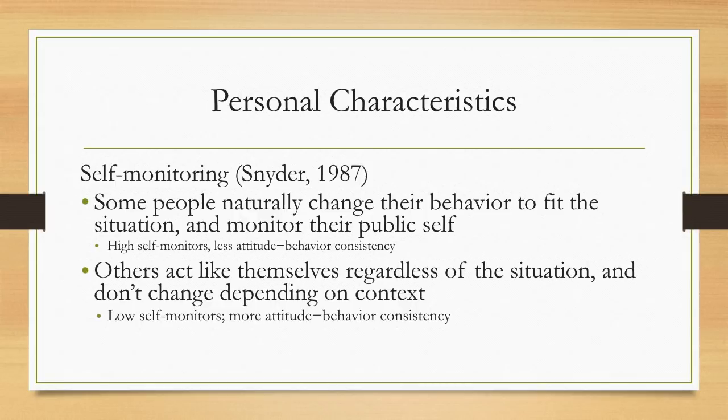So the low self-monitors are less concerned with fitting in and displaying that behavior, so they're going to have more attitude behavior consistency because they don't care as much about who's around or what situation they're in. They're going to have the same beliefs. They're not going to adjust to somebody else in order to make it more comfortable and those sorts of things. Your high self-monitors are going to exhibit less attitude behavior consistency than low self-monitors because they're much more concerned about appearing appropriate and socially acceptable in these different situations.